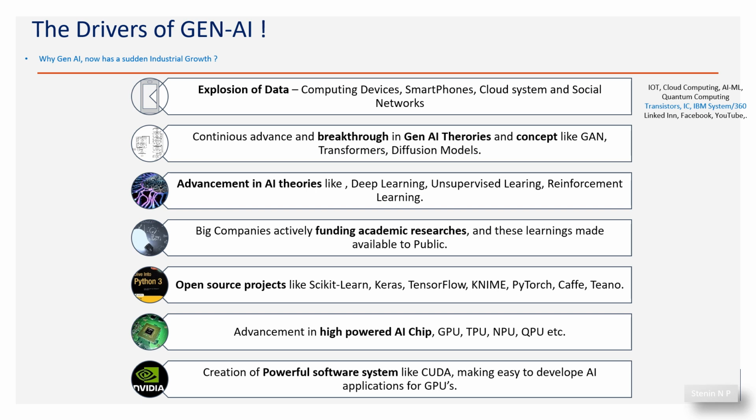Advancement in high power AI chips. We started off with GPUs, graphical processing units. Then we have the tensor processing unit. We also see the neural processing unit, and all the way to the quantum processing unit in quantum computation. So this advancement also accelerates the availability of Gen AI in today's time. Also, a powerful software system like CUDA makes it easy to develop AI applications for GPUs. So all these have accelerated, or I should say, put forward Gen AI in today's time, which was not possible some time ago.